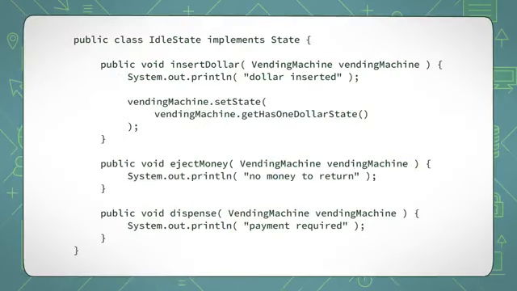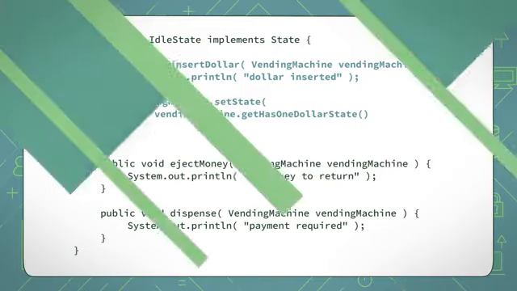Next, our idle state class would look like this. Our idle state class now implements the state interface. When a dollar is inserted, the insert dollar method is called, which then calls a setState method upon the vending machine object. This changes the current state of the machine to the has $1 state.